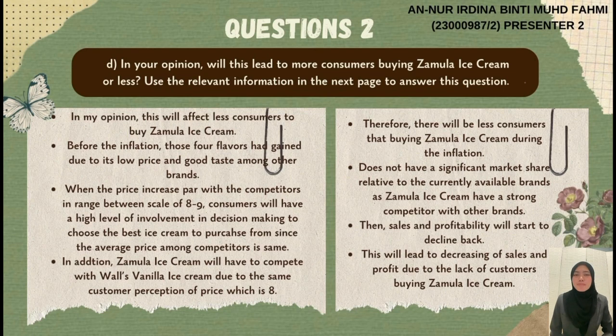But when the price increased on par with competitors, in a range between a scale of 8 and 9, consumers will have a high level of involvement in the decision-making process to choose the best ice cream to purchase, since the average price among competitors is the same. In addition, Zamula ice cream will have to compete with Walls vanilla ice cream due to the same customer perception of price, which is a scale of 8. Therefore, there will be fewer consumers buying Zamula ice cream during the inflation, and Zamula ice cream will not have a significant market share relative to the currently available brands, as it has strong competitors. Then, sales and profitability will start to decline.